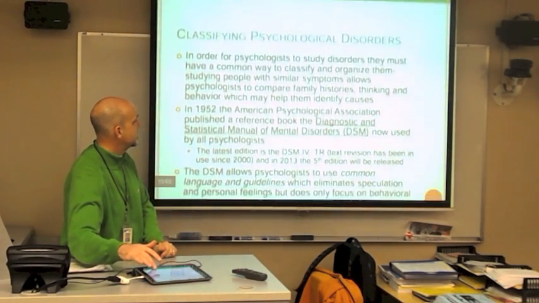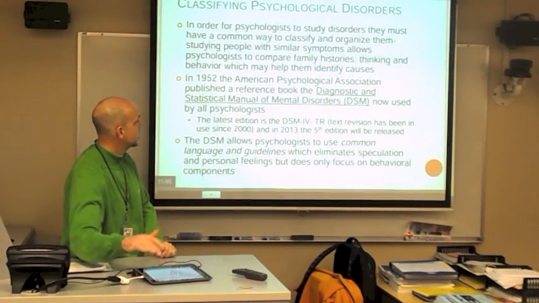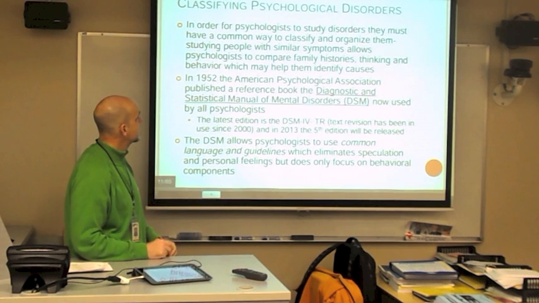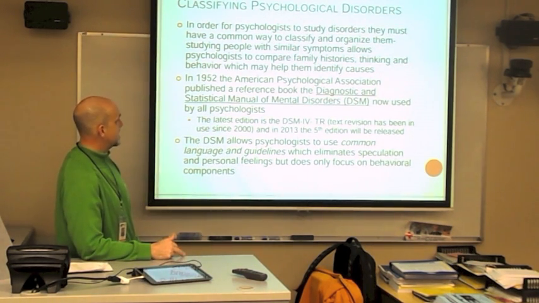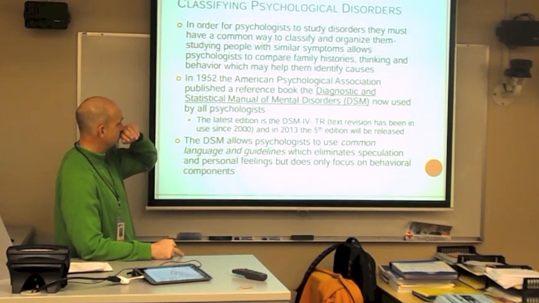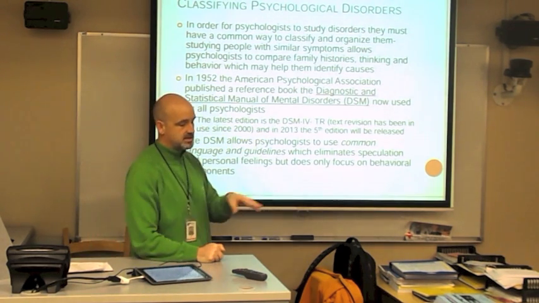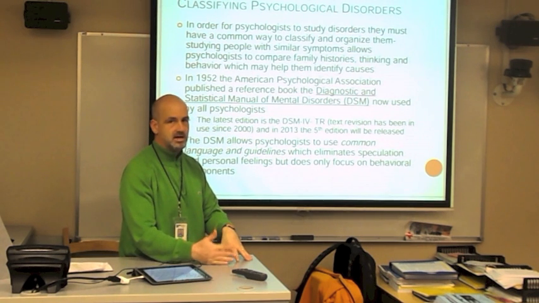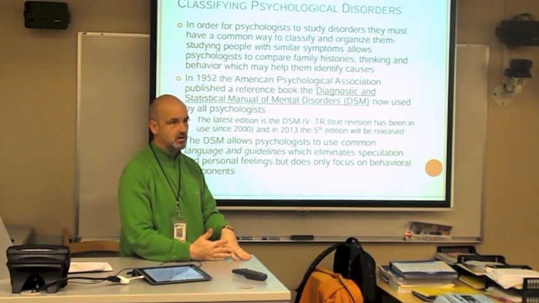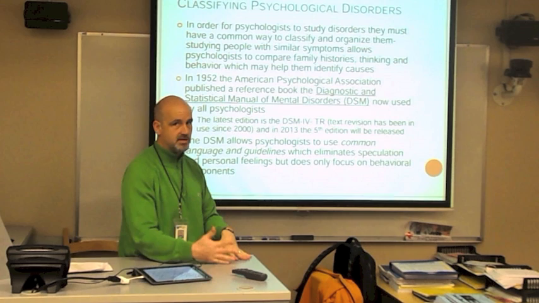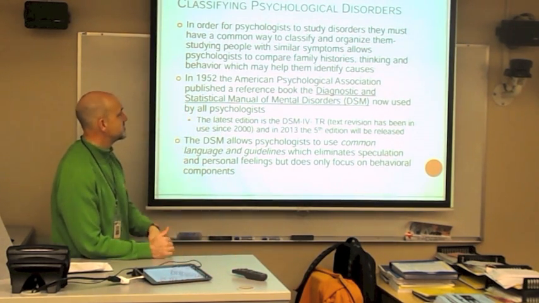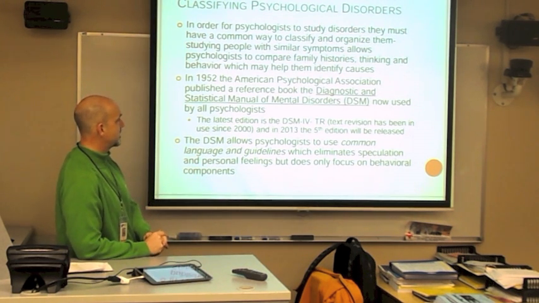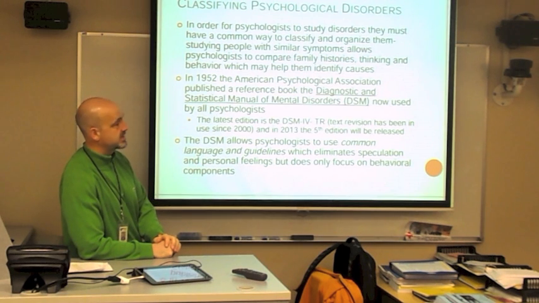Now, classifying psychological disorders. In order for psychologists to study disorders, they must have a common way to classify and organize them. Studying people with similar symptoms allows psychologists to compare family histories, thinking, and behavior. This is key, because if you're going to study a disorder, you have to look for commonalities between people who develop this disorder, whether that's genetic, where they live, or psychological, in terms of the way they think. Now, in 1952, the APA, or American Psychiatric Association, published a reference book called the Diagnostic and Statistical Manual of Mental Disorders, the DSM.